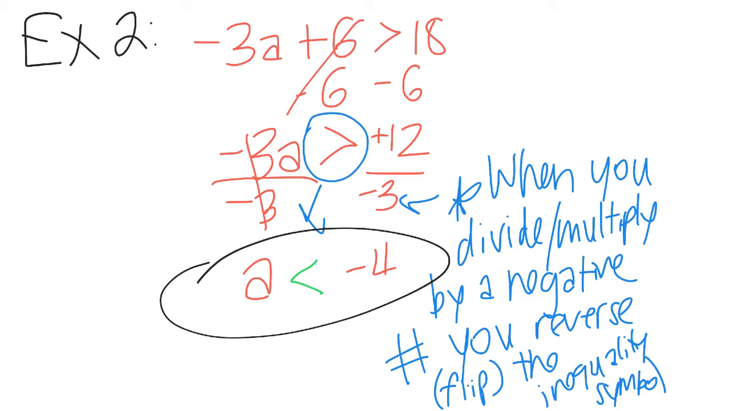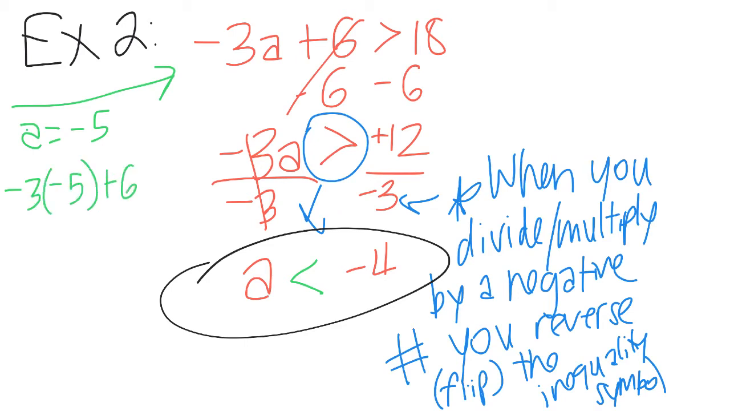And if we wanted to check that, if you're confused on saying, okay, why does that work? Well, let's check and pick a value that's less than -4. So if we plug in maybe -5. So if we look up at this original equation, I'm going to plug in when a is equal to -5. So if we look there, we would have -3 times -5 plus 6 is greater than 18. And we're trying to see if that makes a true statement.